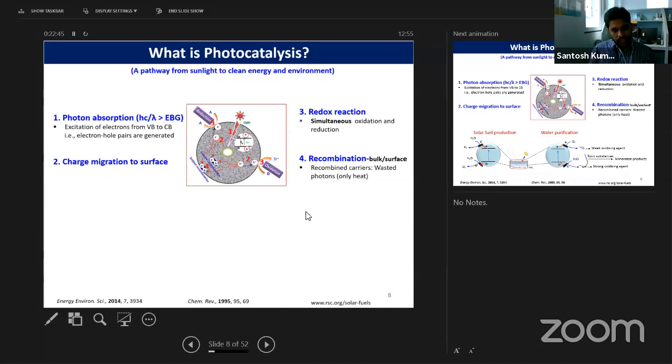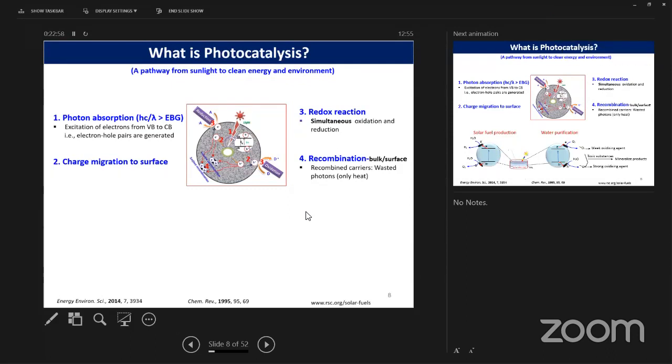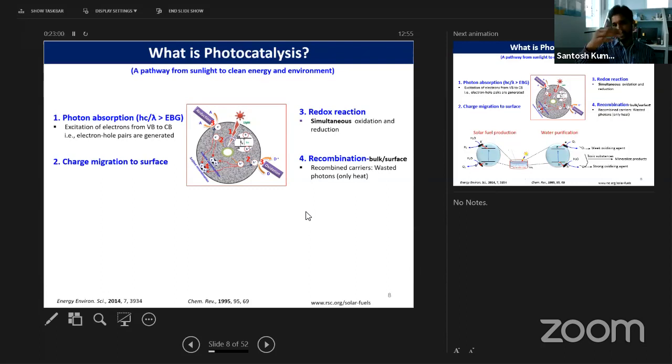There is another unwanted step, that is recombination of these electron and hole pairs, the so-called charge carrier recombination. This is unwanted, and it happens by the electron in the conduction band combining back with the hole in the valence band, releasing its energy in the form of heat. This simply wastes photons, right? That is what we don't want. So that is where the chemist's role comes in, to stop it and improve the efficiency of this process.